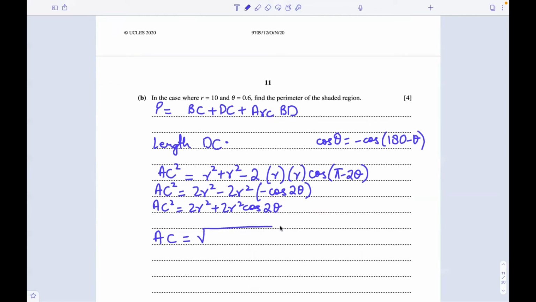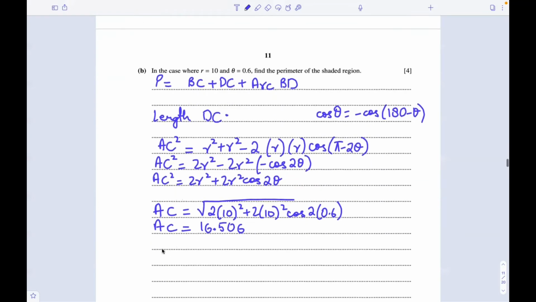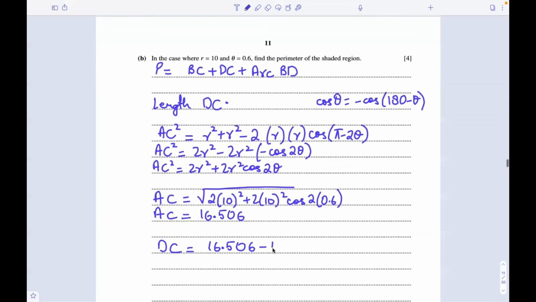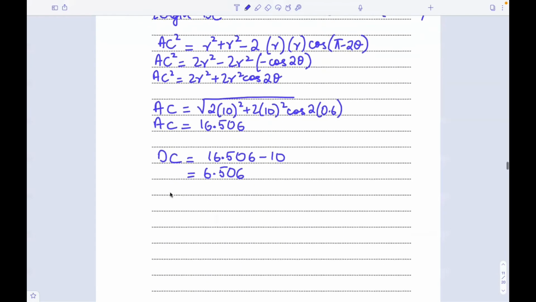Square root of 2 times 10 squared plus 2 times 10 squared into cos of 2 times 0.6. Finding this value in the calculator, we have AC is equal to 16.506 centimeters, or whatever the unit is. Now for the length of DC, it would become 16.506, which is the total length of AC, minus the radius 10. So the length of DC would become 6.506.